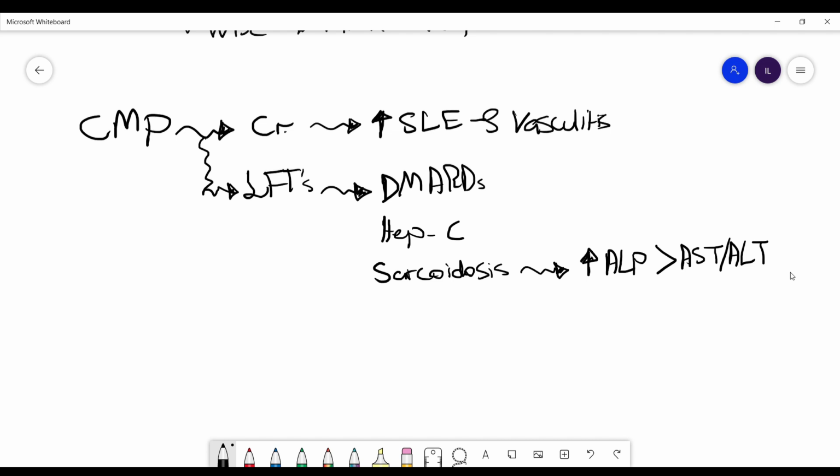Now this is very important in the questions because they usually ask about that, and they want you to know about that and how you can differentiate infiltrative processes in the liver compared to non-infiltrative processes. And lastly, let's not forget about hemochromatosis, which also causes arthropathy with transaminitis.